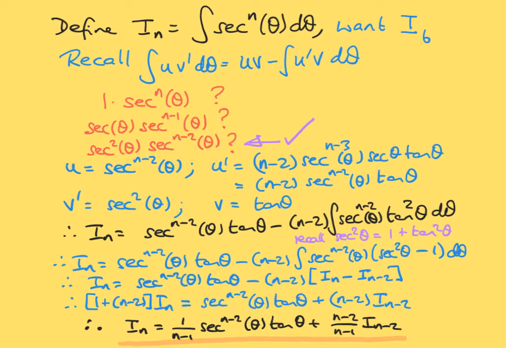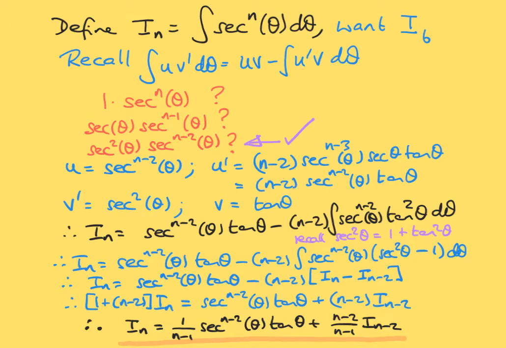So v prime, the quantity that we're going to integrate, is sec squared, and as we've said, that's going to give us tangent. And this is starting to look really good because u prime times v, which we're going to have here, is going to involve tan squared. So let's just write it out slowly. This is our formula for integration by parts for I_n. u times v is sec to the n minus 2 times tan. So I've just written that here. And then we subtract the new integral of u prime, which is written here.